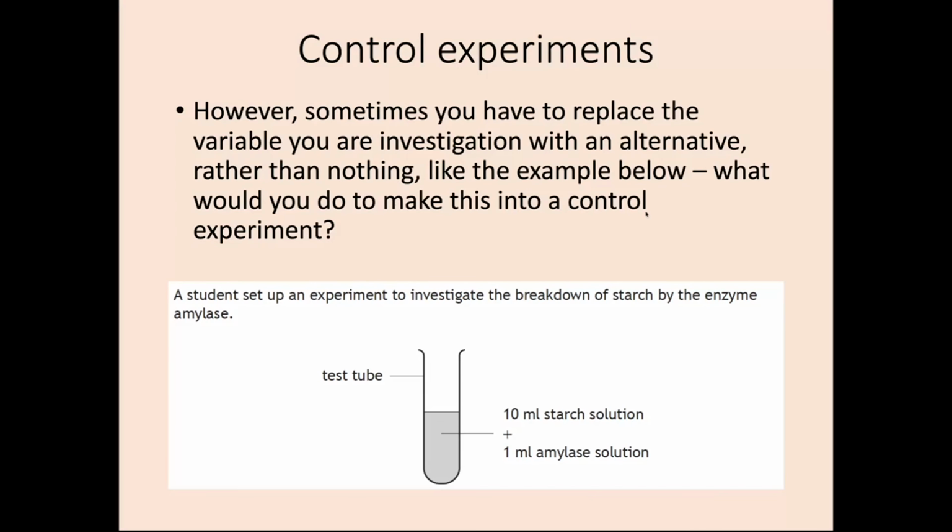So what we've got to do is make sure the volume's the same. So what could we put in there that would replace amylase and not have an impact on the experiment, but still give us the same volume? Something like water would be a great replacement. So we'd replace that 1 mil of amylase solution with 1 mil of water, and then that would form a control experiment.